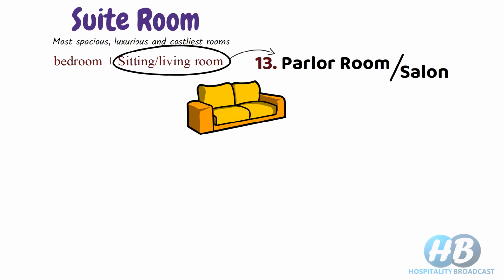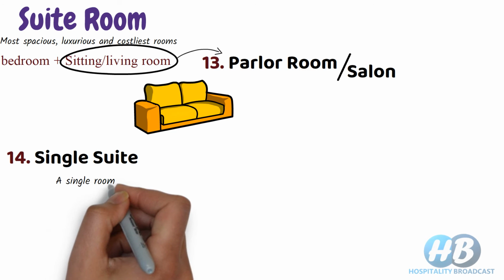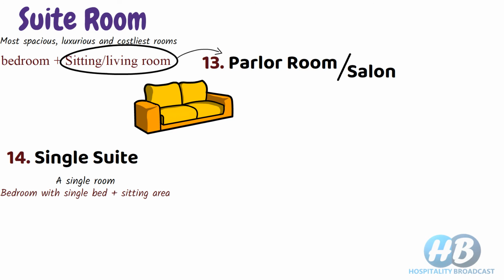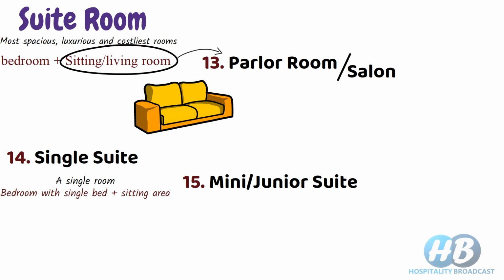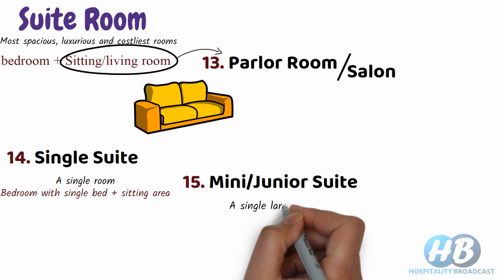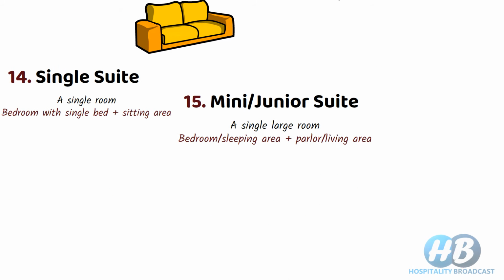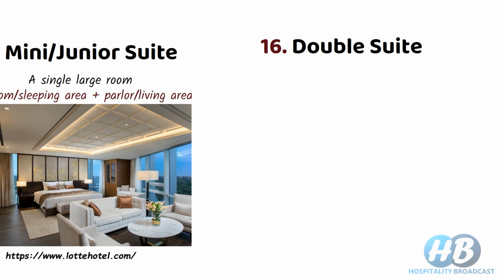Now moving ahead with the types of suite, we have single suite. A single suite room with a single bed and attached sitting area. This is meant for one person accommodation. Mini suite or junior suite. As the name suggests, it is a single large room with double bed with a sleeping area and attached parlor or living area. Double suite.